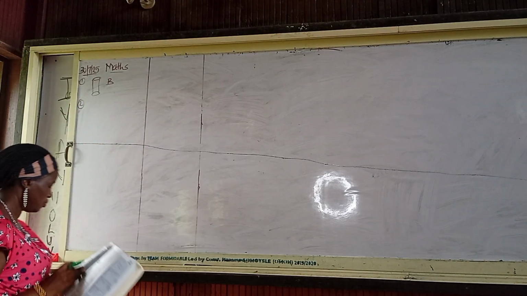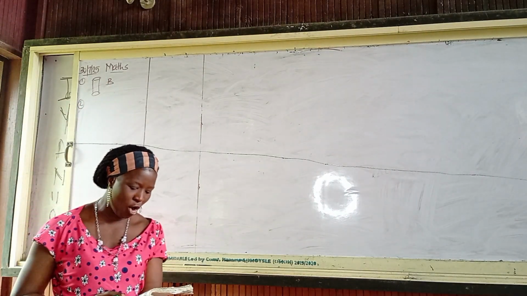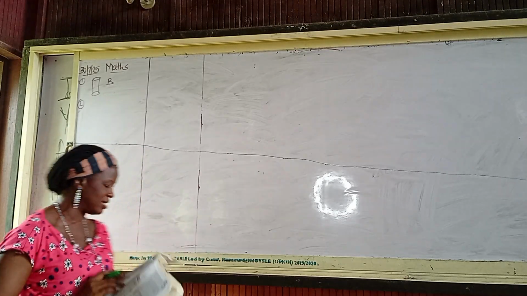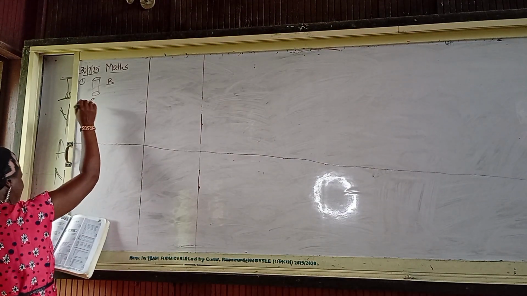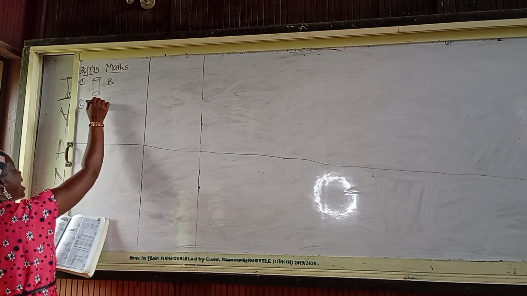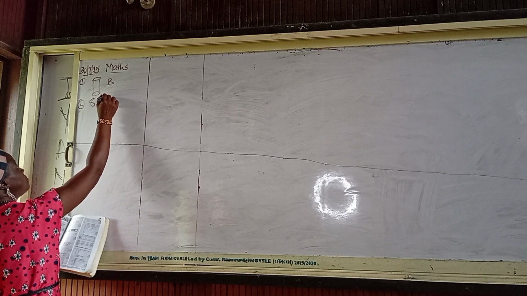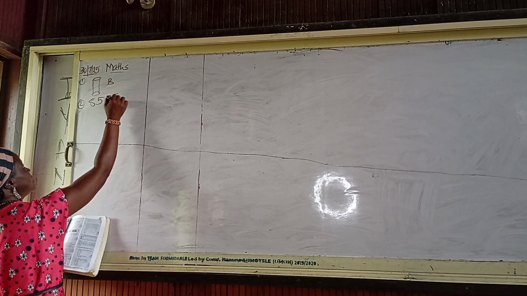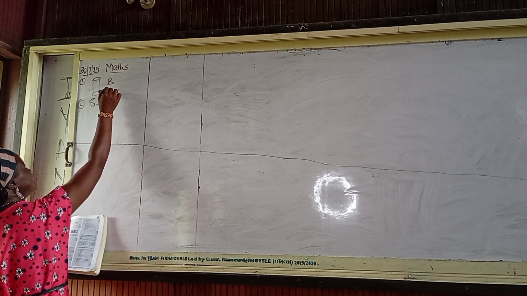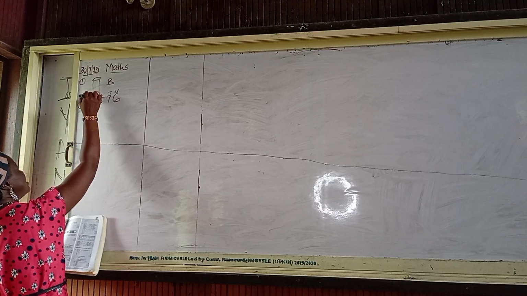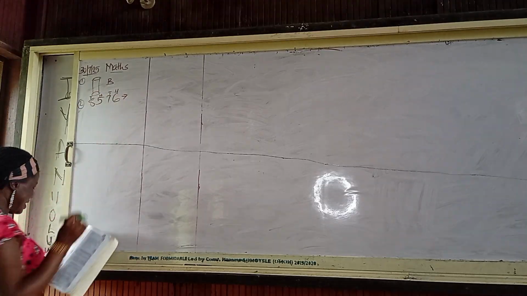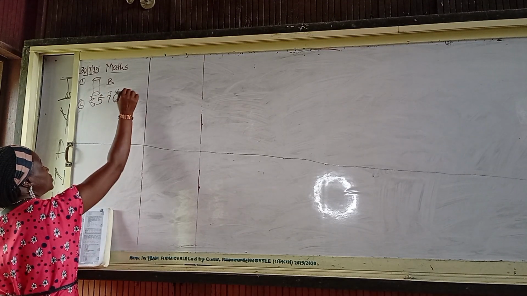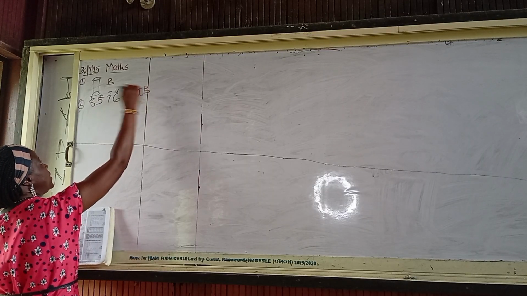Number 2, what is the value of the figure 8 in this? This is the figure. We have 8, we have 5, we have 7, and we have 6. This is unit, this is tens, this is 100, and this is 1000. So the value of 8 there is what? 8,000, which is option B.